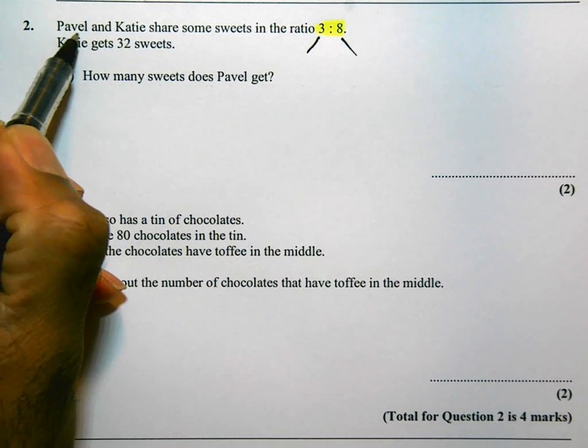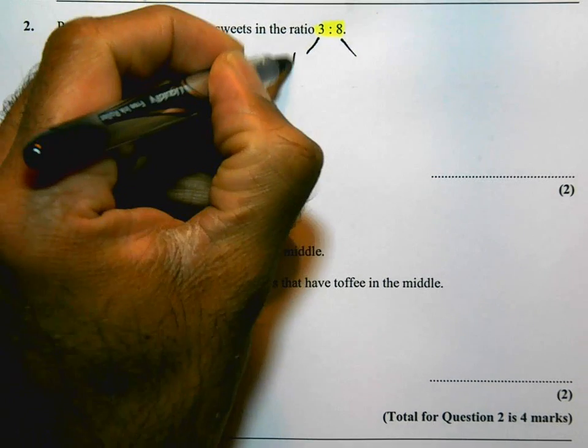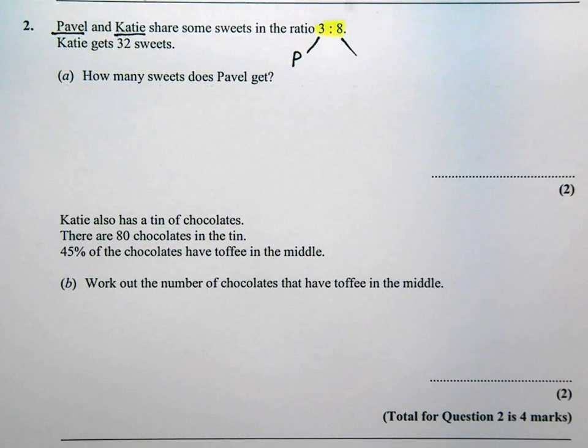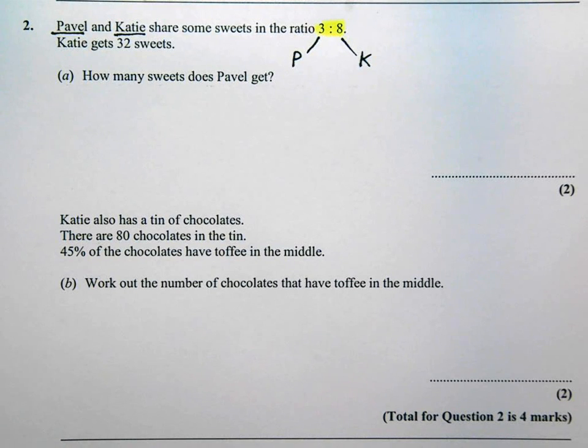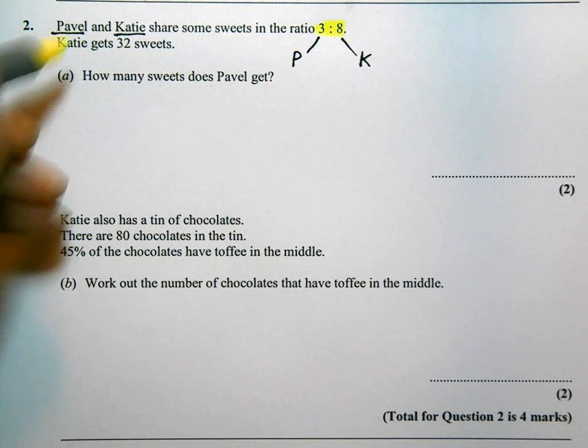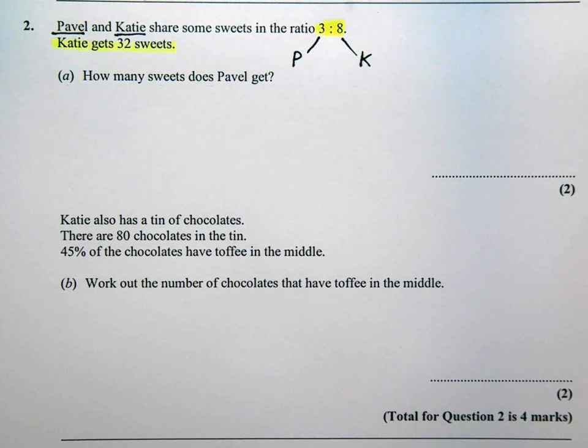Because it says Pavel and Katie in that order, the 3 stands for the number of parts that Pavel is going to get, and the 8 stands for the number of parts that Katie is going to get. This is essential practice in this type of question as you move forward. So it says here that Katie gets 32 sweets, right? What I need to do is now think about how I'm going to work out what each part is worth.